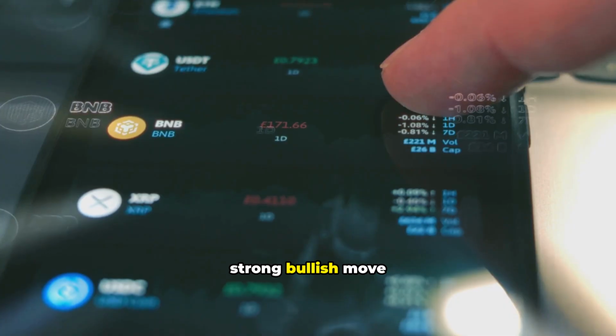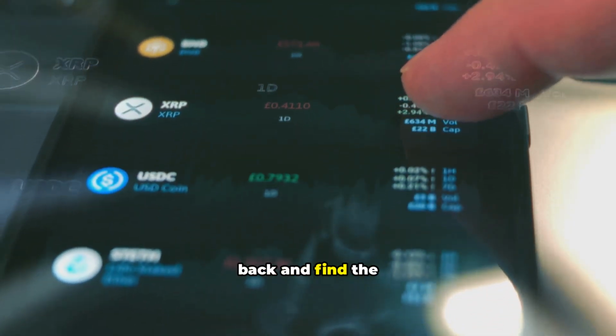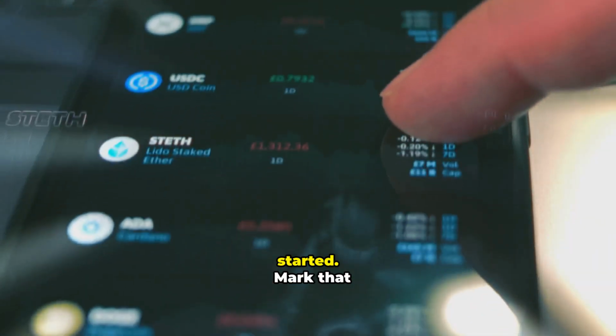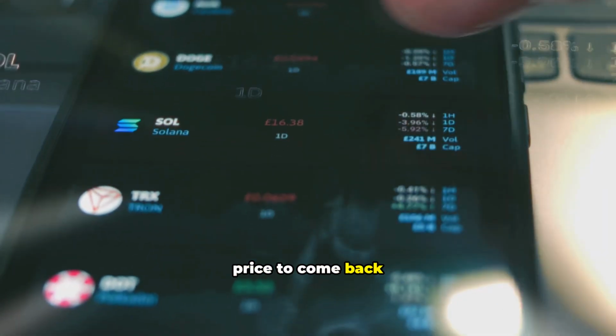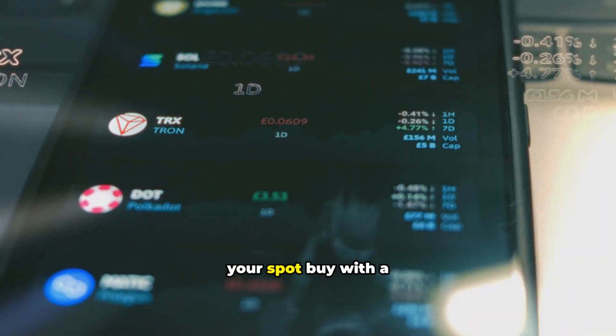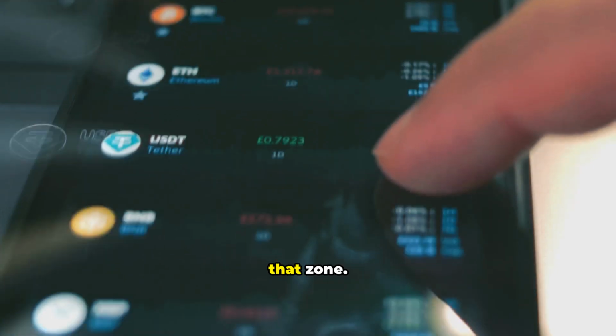Identify a strong bullish move on Bitcoin. Go back and find the last red candle before that move started. Mark that zone on your chart. Wait for price to come back and tap it. Enter your spot buy with a stop loss just below that zone.